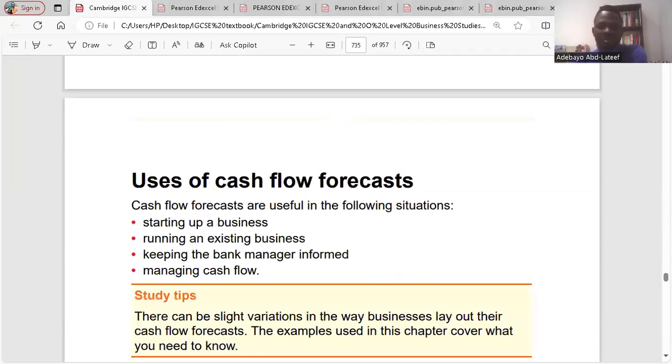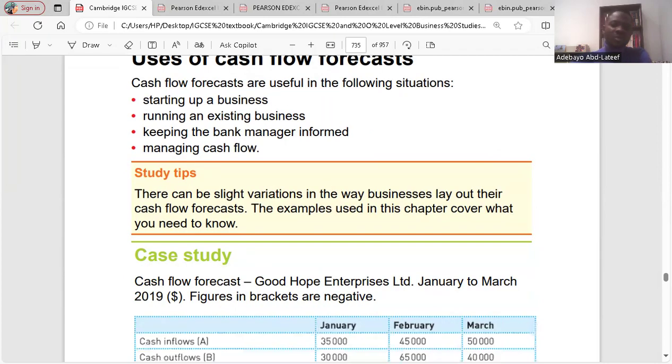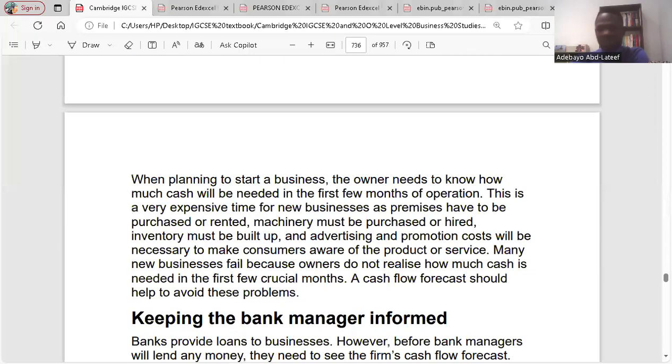So that's about that. Then we go to the uses of cash flow forecast. Cash flow forecasts are useful in the following situations: one, starting up a business; two, running an existing business; three, keeping the bank manager informed; and four, managing cash flow. So we're going to start with starting up a business.